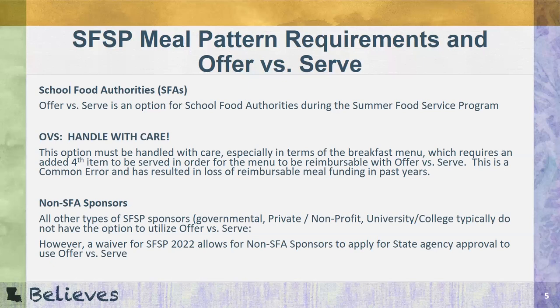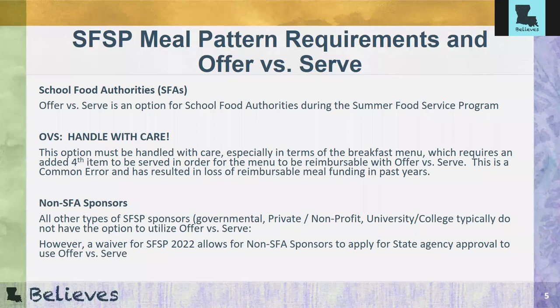So this is actually a common error that the state agency has found over the years with Summer Food Service Program sponsors. And unfortunately, it has resulted in loss of reimbursable meal funding in prior years. So again, when you are planning your breakfast menu for SFSP, if you plan to do offer versus serve at breakfast, you're going to have to offer a fourth breakfast offering. And that can be in the form of an additional bread grain, provided that it's different from the original bread grain planned for that day. It could be in the form of a different fruit or vegetable, or it could be a full serving of meat alternate, as long as it credits at a minimum of one serving.